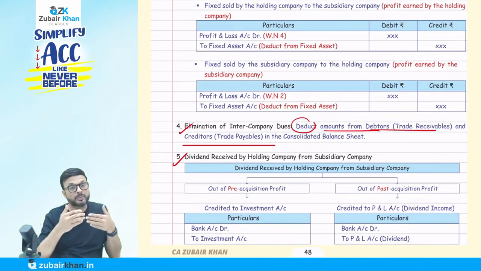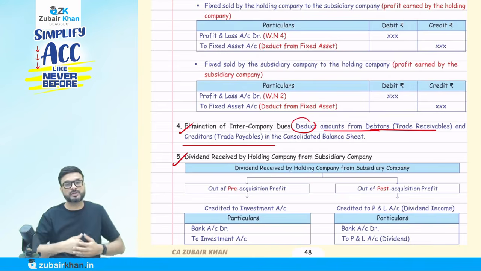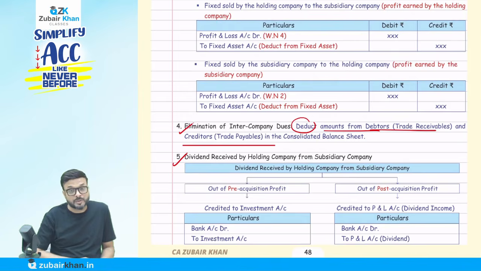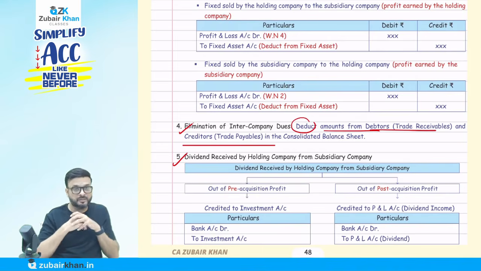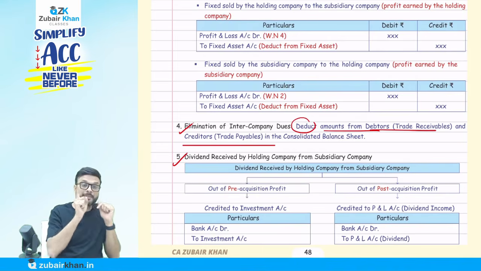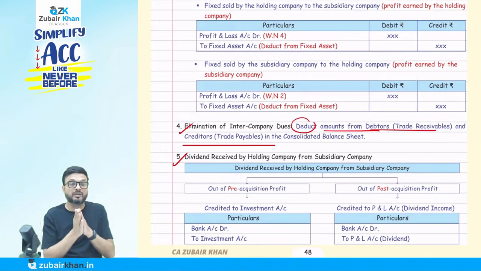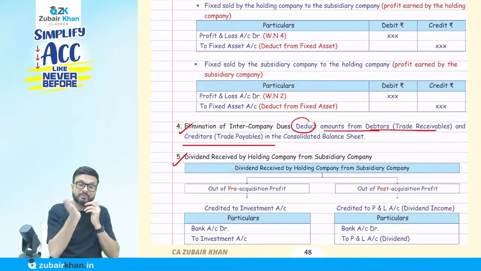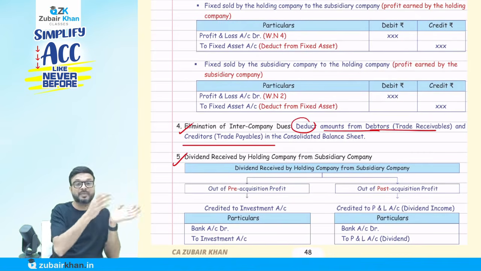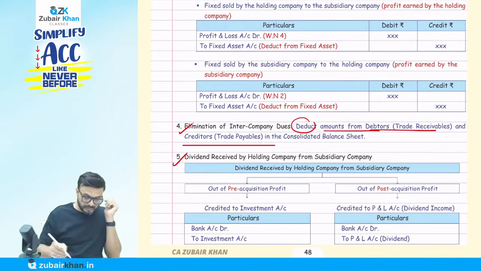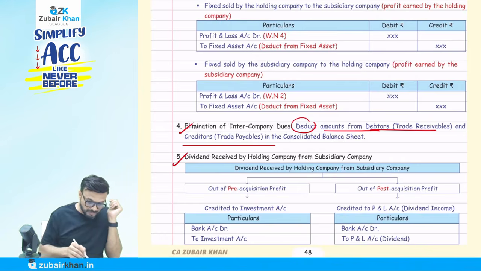So obviously the holding company holds the shares. In the question that we are solving, the holding company holds 80%. So the holding company is going to receive 80% of whatever amount of dividend is declared by the subsidiary company, correct? Yes. But from where is the subsidiary company giving the dividend? If they are giving the dividend out of the pre-acquisition profit, meaning the profit made before the date we acquired the shares, whatever profit they have made before that, and they give the dividend from that profit, that is the pre-acquisition profit.